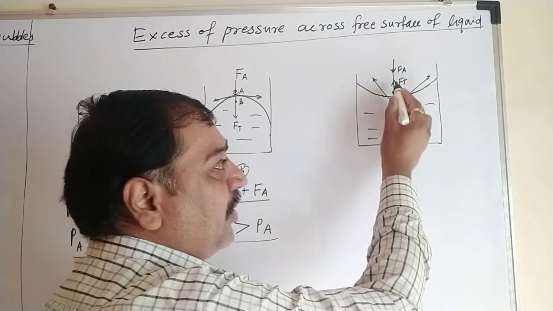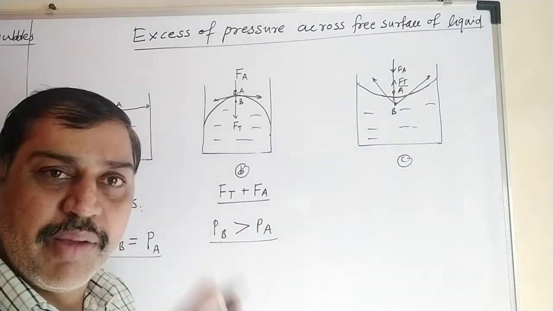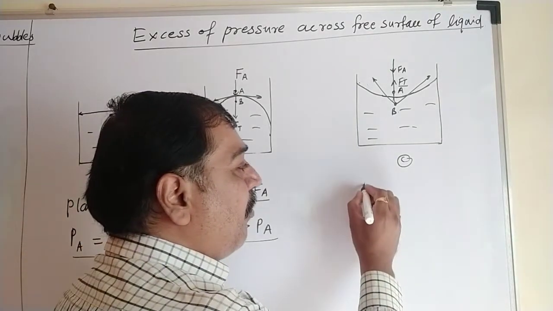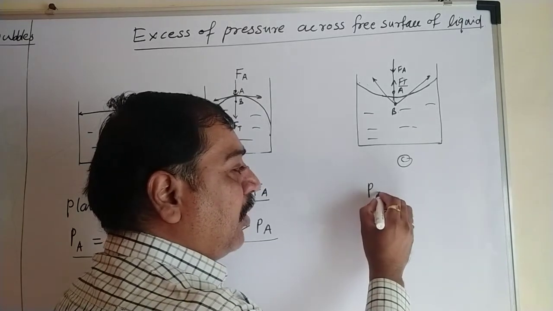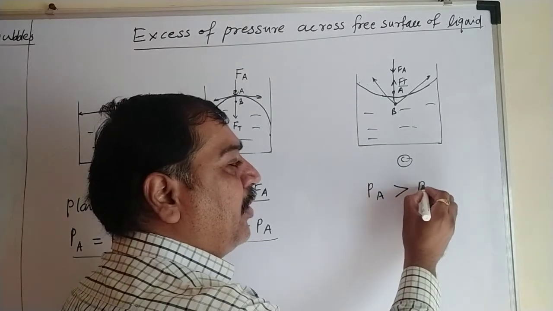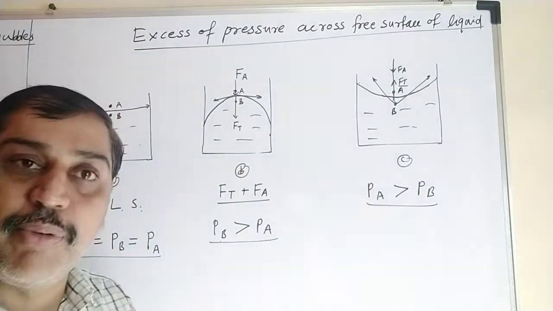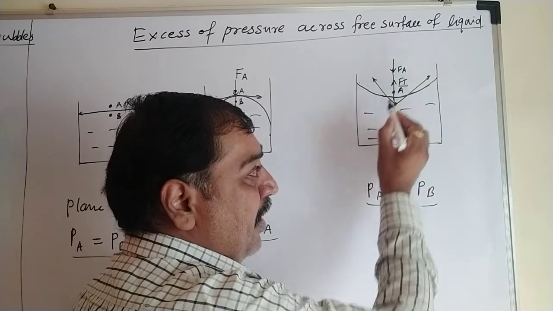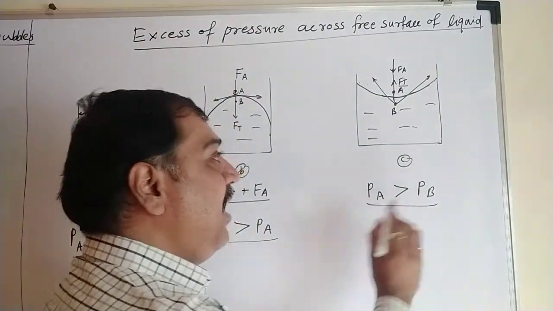Resultant force due to surface tension Ft goes in the upward direction, and force due to atmospheric pressure comes in the downward direction. In this case, the resultant force, the atmospheric force, is greater. That's why the atmospheric pressure, or pressure at point A, is greater than pressure at point B. In this case, pressure at point A is greater than pressure at point B. Again, if you consider the concave part, pressure at point A is greater than the convex part pressure. So pressure at A is greater than pressure at B.